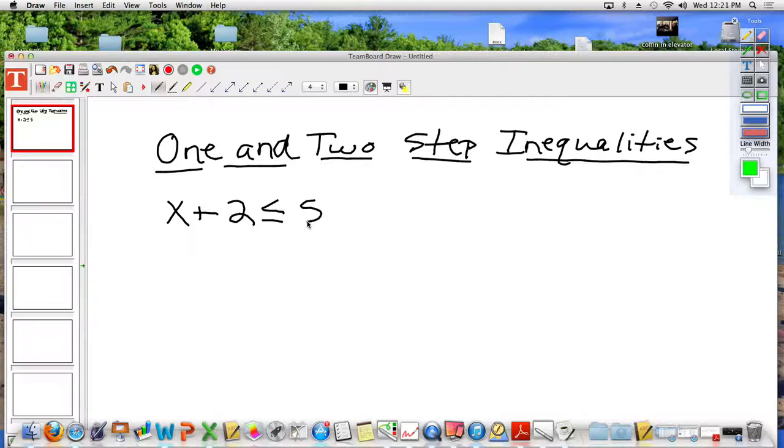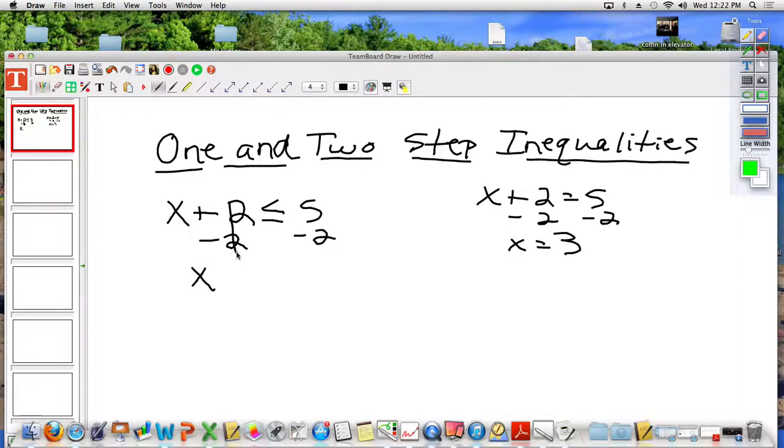Well, if there was not an inequality in this, you would say, okay, well that really means x plus 2 equals 5. You would subtract 2 from each side. You would say x is equal to 3, right? You do it exactly the same way. You do everything exactly the same way. You're going to subtract 2 from the left. You're going to subtract 2 from the right. The plus 2 and the minus 2 cancel out. The 5 minus 2 gets you 3.